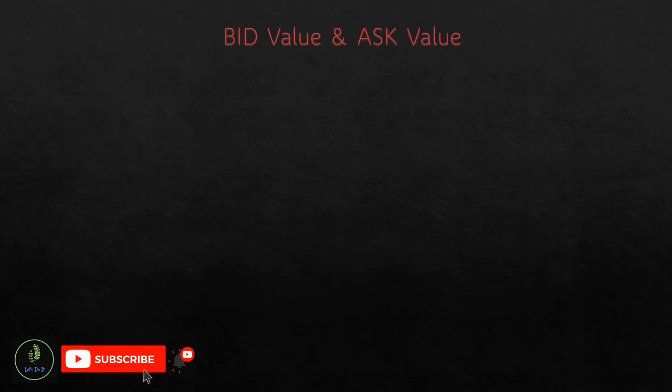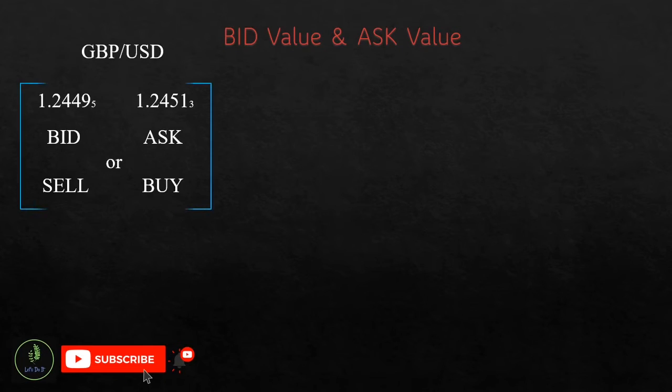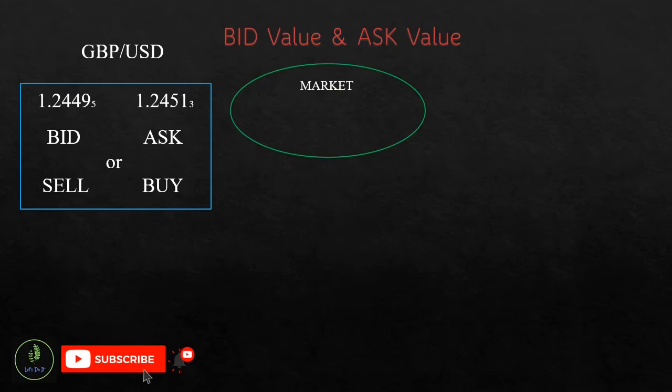Next important thing is to understand the difference between bid value and the ask value. Let's take the same currency, GBP USD. When you start trading, you should have realized there's 2 values for one currency, and one of them is called bid or sell value and the other one is called ask or buy value.